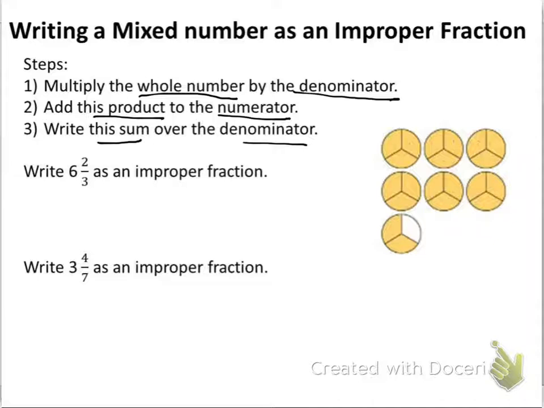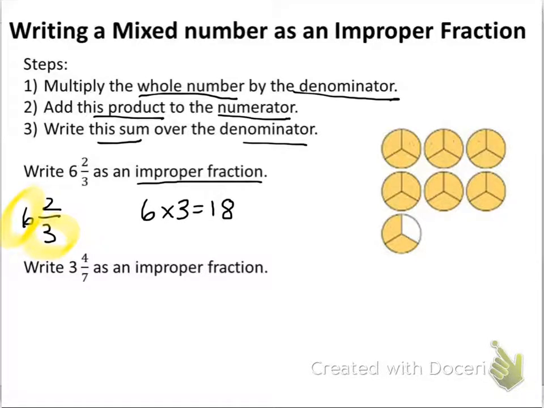Okay, let's do an example, because there's a lot of big words in here and this will help make it seem a little bit more concrete. Number 1, we have 6 and 2/3 and we need to write it as an improper fraction. Step 1, multiply the whole number by the denominator. Okay, our whole number is 6. Our denominator is 3. So we're going to multiply 6 times 3, and that gives us 18.